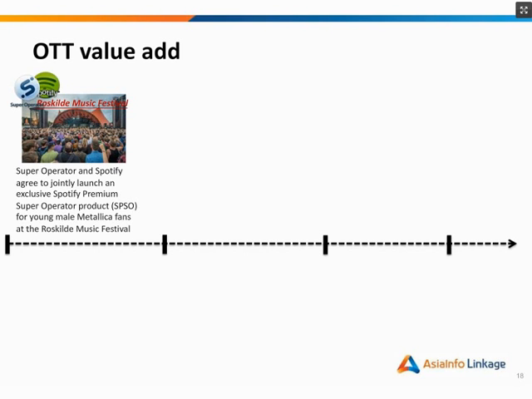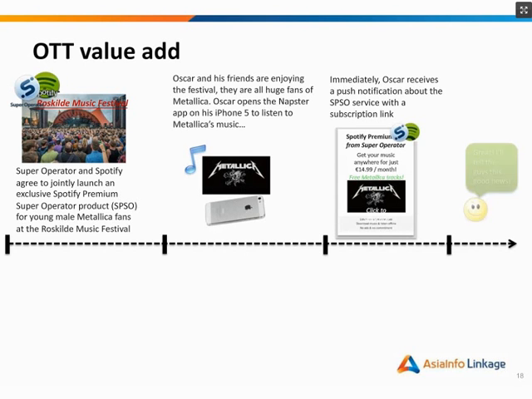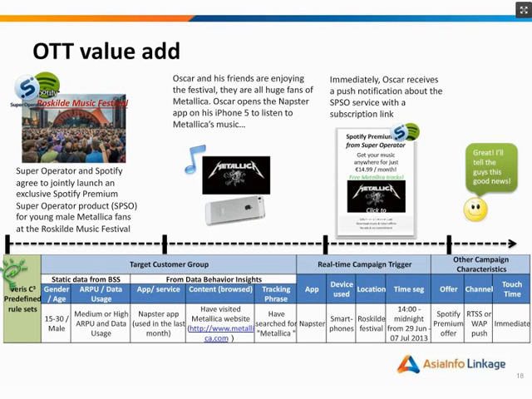So perhaps the promotion is around free downloads of Metallica tracks. So what happens here as the user experience is that when customers at the Roskilde Festival open their music app on their phone, they get this unbeatable offer from Super Operator and Spotify. The way that works is that, first of all, the target customer group is defined based on two types of data. First of all, the static data from the business support systems, customer profile data, so we can target people with smartphones with high data ARPU and in the right demographic.